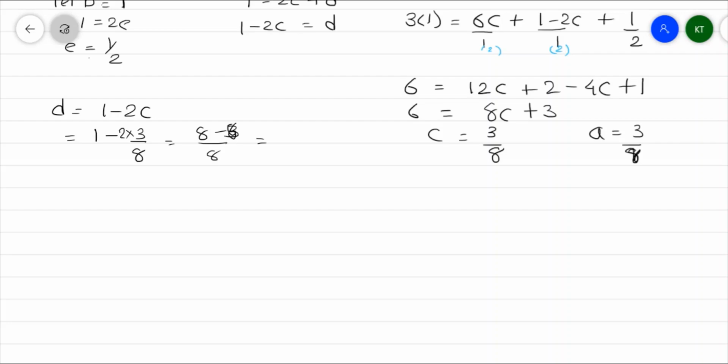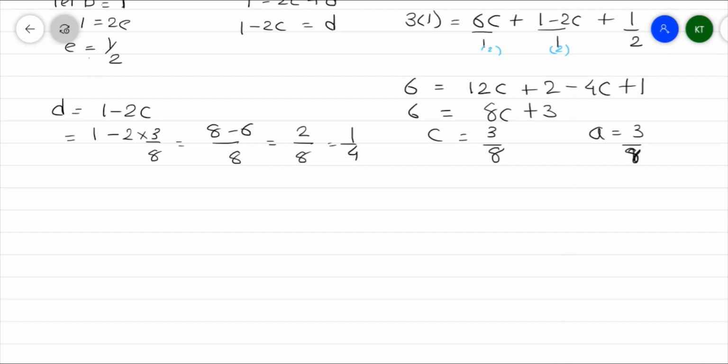Let me rectify this again. So 1 minus 2 into 3 upon 8. So it is 8 minus 6 upon 8. So 8 minus 6, 2 upon 8, I'll get 1 upon 4. Okay, so D value I got as 1 upon 4.